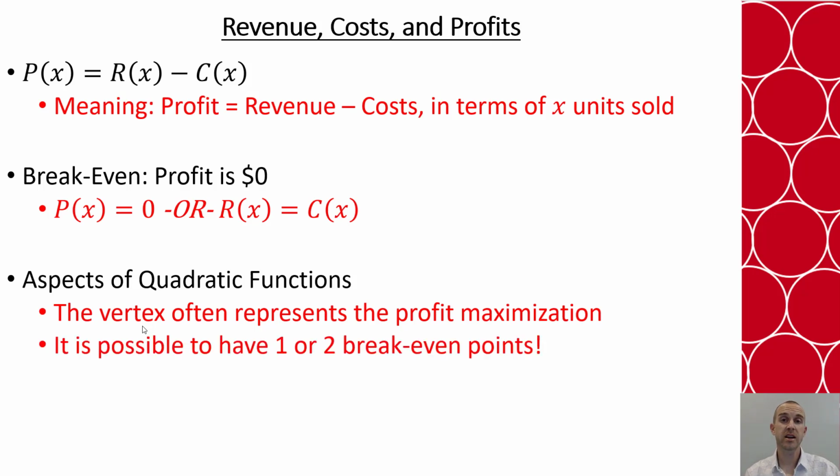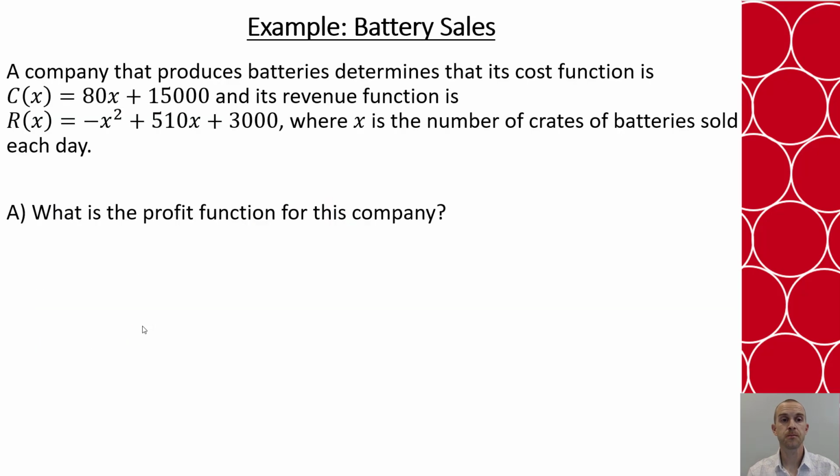Another thing is to recognize that your break-even points can happen at one or two places, because when you think about a quadratic function, when it creates that parabola, it can cross the x-axis at one or two places. So that's why you have to double check for both break-even points. Now let's look at some examples to help out.